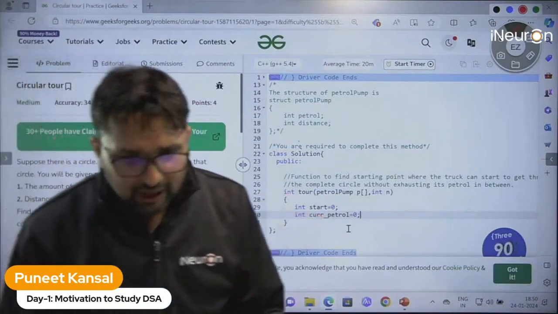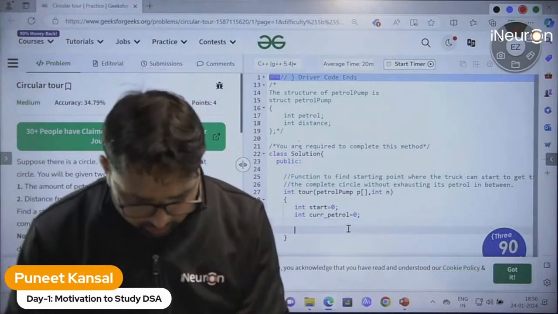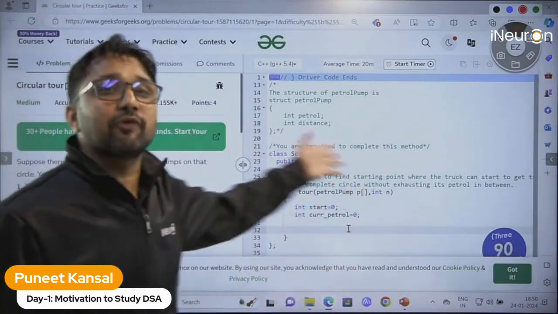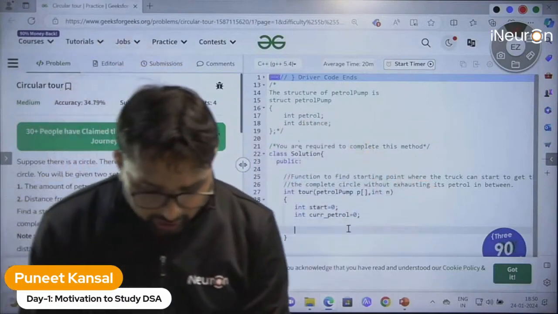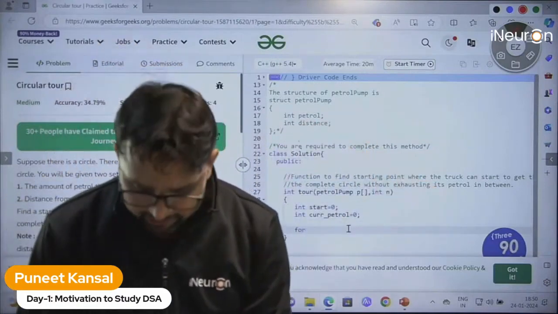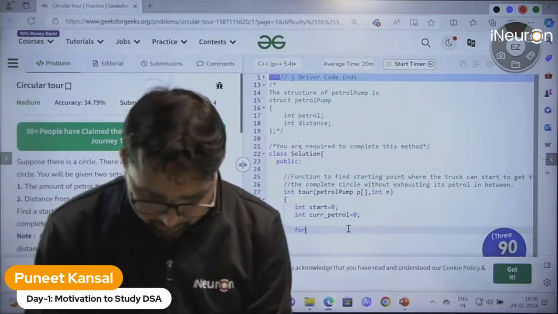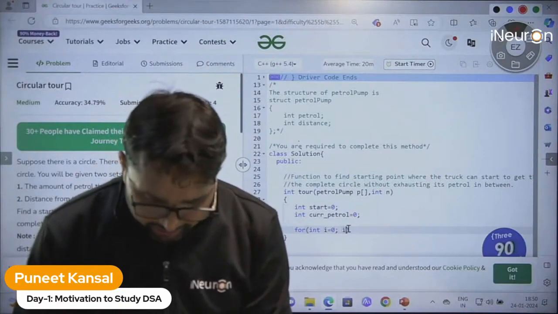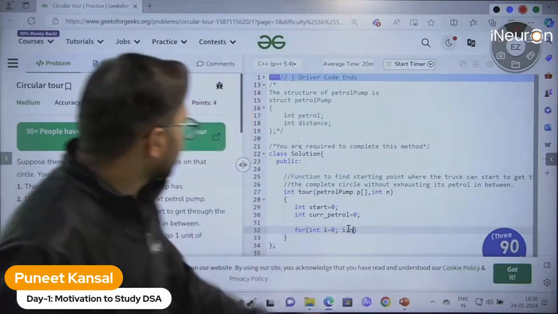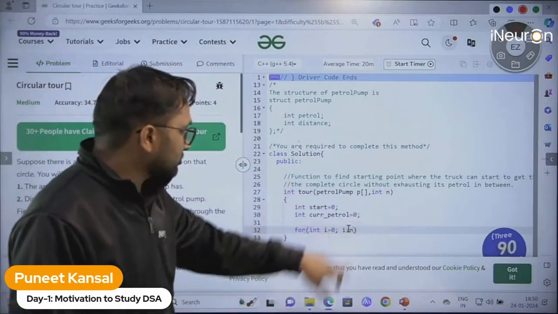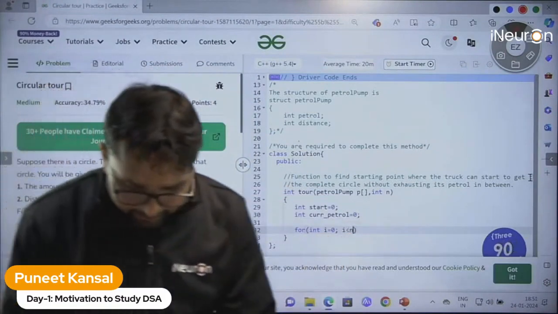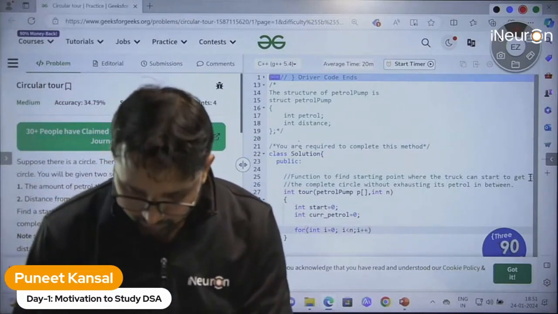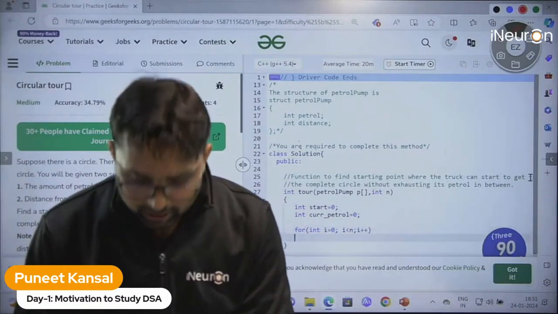Initially both are 0, and what I need to do after that, you people already know. We start from the 0th location and go till the 9th one, or nth one, going through all the stations. So let me write a loop over here. I start from the 0th station and go till the nth station. The number of stations they have given us is n, so I'm using that over here. Going through all the stations, i plus plus.